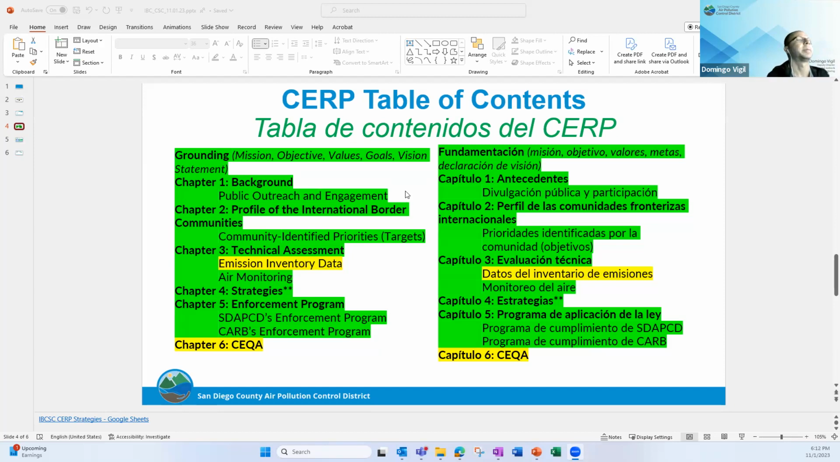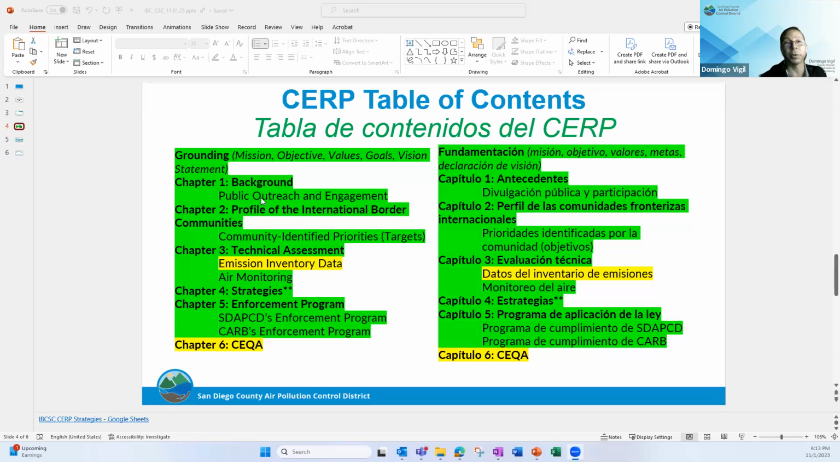So that's just a determination that APCD as an agency has to make. And then our board, when we present this document for our board to approve, will have to approve that determination as well. So this really completes our chapter by chapter review of our document.